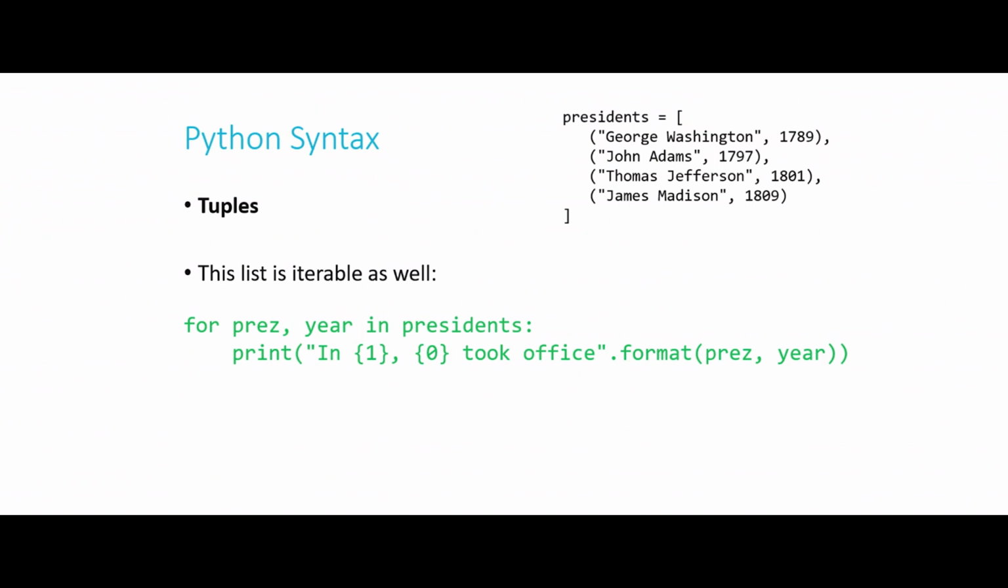I have a set of 4 tuples where each is arranged pres, comma, year. Then I'm doing something weird. Print, in square bracket, in curly brackets 1, curly bracket 0 took office, dot format pres year. What is happening? This is actually just how the print function in Python does what printf does in C.